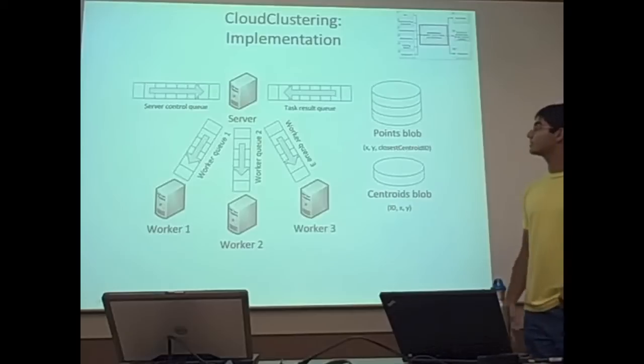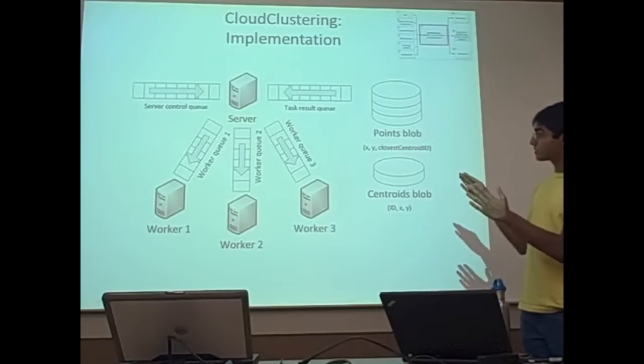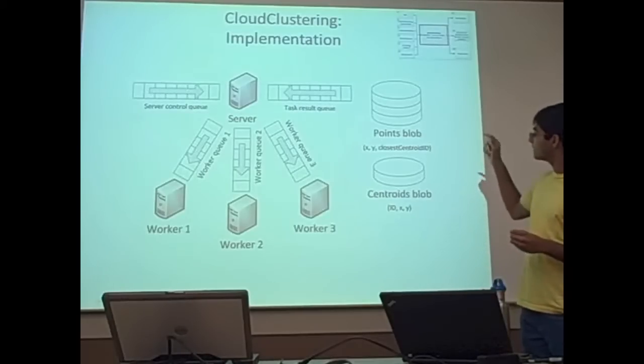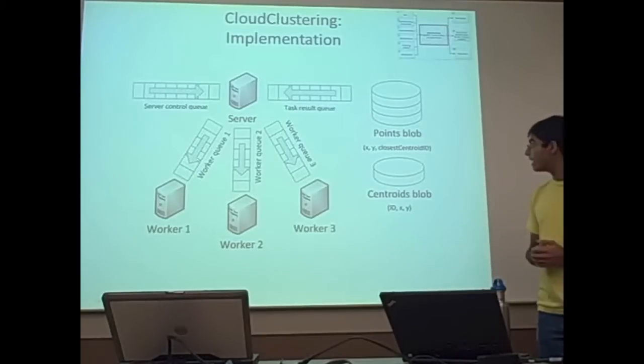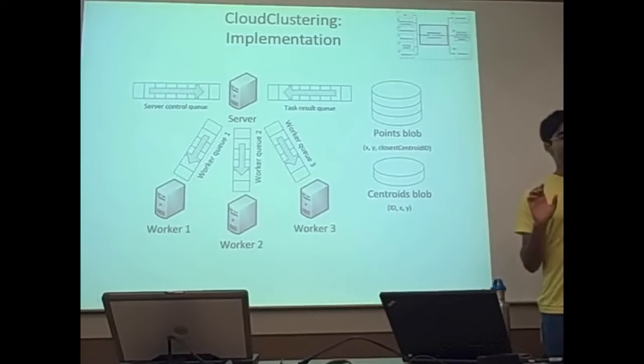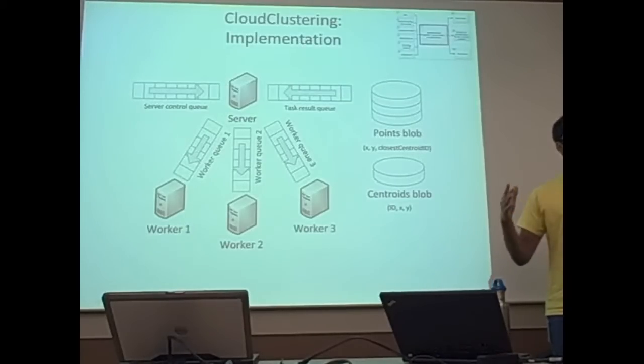So here's the diagram. There's a server, and one queue for each worker, on which the server enqueues tasks and lets the worker process them. There are two blobs, a points blob and a centroids blob. One important point is that the points blob stores not only the coordinates of each point, but also the ID of the closest centroid. The reason is to support the stopping condition I mentioned earlier, so that each worker can compare the old value of the closest centroid ID and the new value, and see if they're different. If so, then one point changed. This lets us aggregate the total number of points changed and check whether it is greater than 0. If so, continue; otherwise, stop.